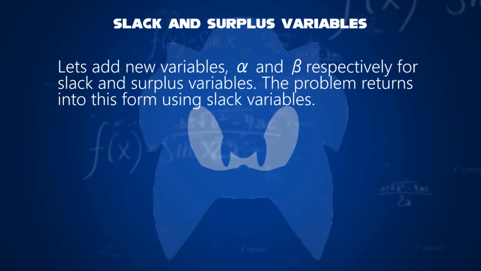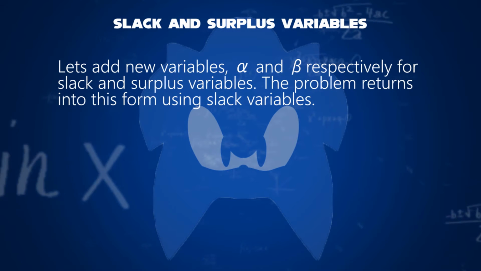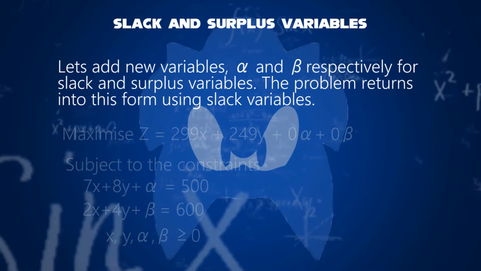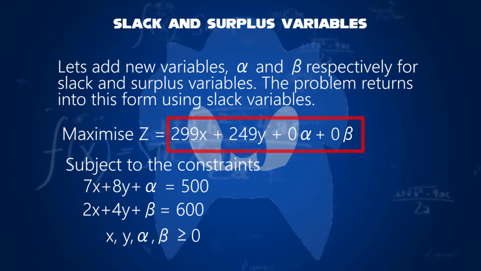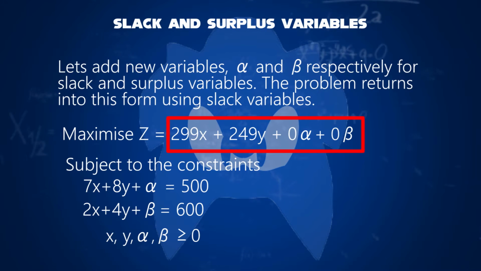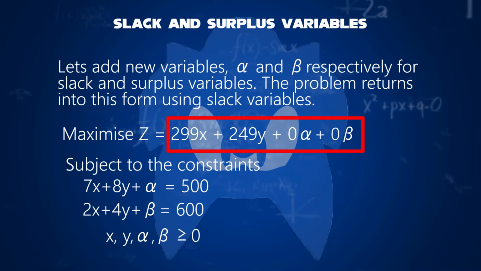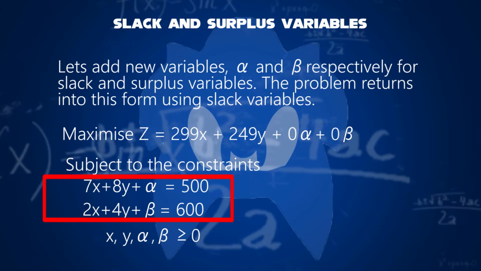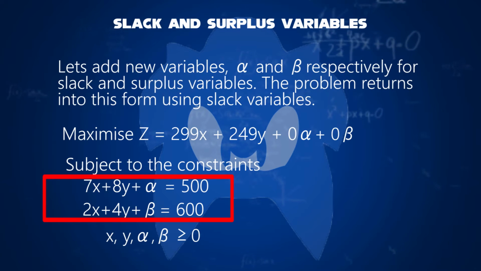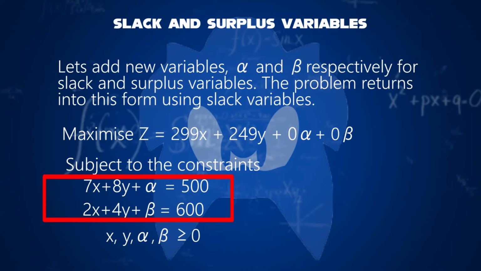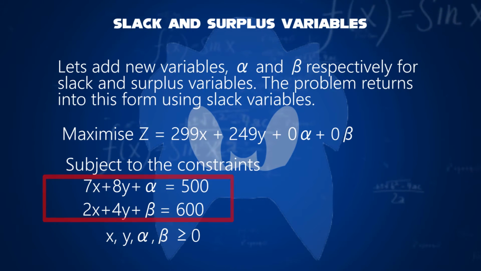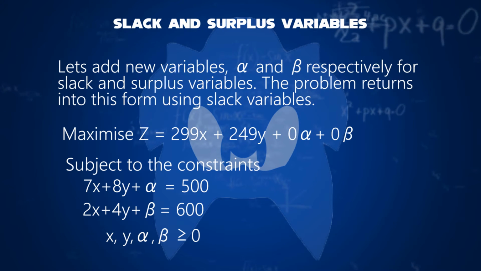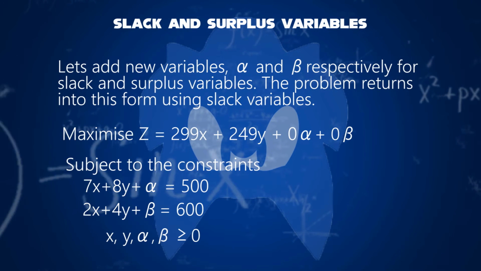Let's add new variables, say alpha and beta respectively. It is called a slack variable. This type of problem can be written as follows. Maximize z equals 299x plus 249y, plus 0 times alpha, plus 0 times beta, subject to the constraints 7x plus 8y plus alpha equal to 500, and 2x plus 4y plus beta equal to 600, where x, y, alpha, and beta are non-negative quantities. Just keep in mind that we put 0 for the added extra variables.